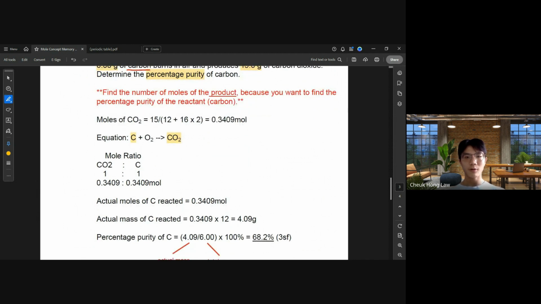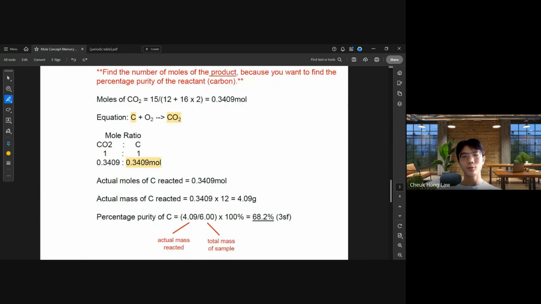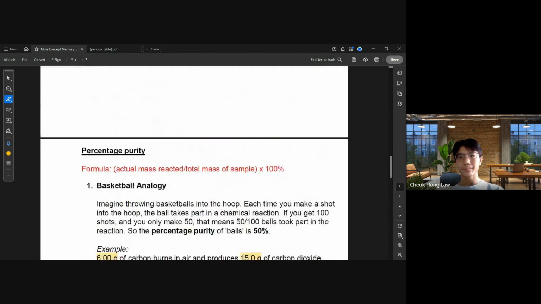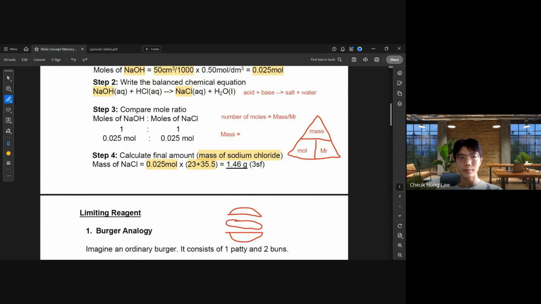So the actual number of moles of carbon that reacted is 0.3409 moles. Now that I know the actual number of moles of carbon reacted, I can find the actual mass of carbon reacted. So again, if you look at the triangle here, mole equals mass over Mr. So mass equals mole times Mr.